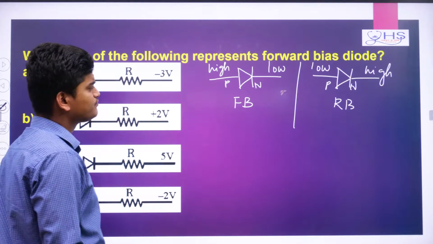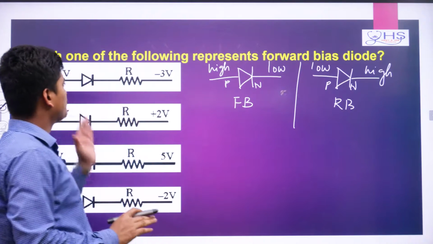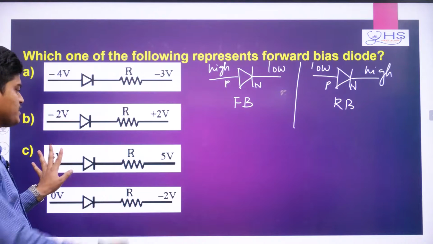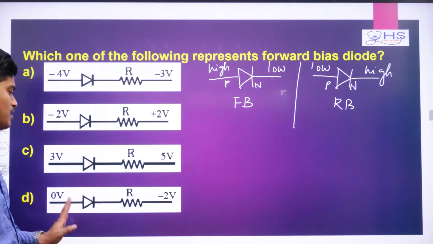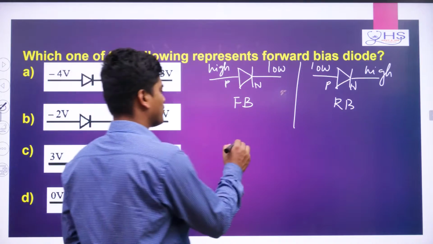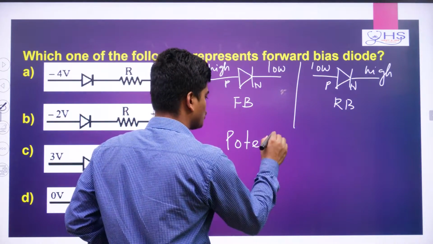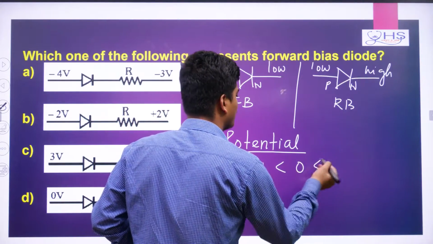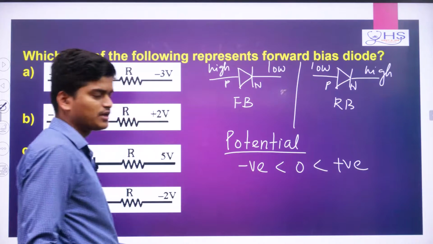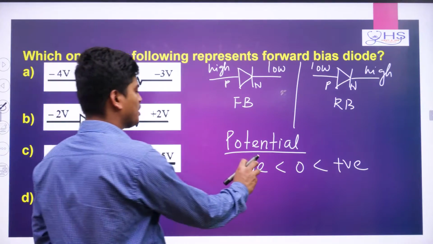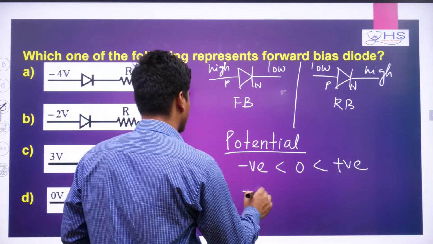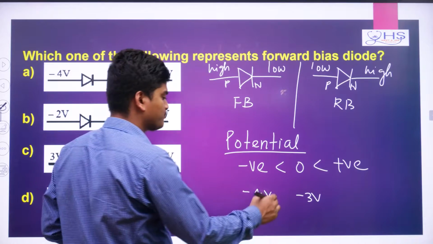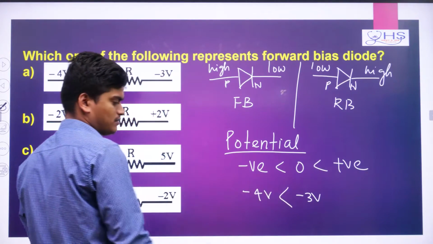Now understand, in this picture some potentials are given: -4 volt, -3 volt, 3 volt, 5 volt, and in some cases the same potential, or 0 and minus, are given. So we need to understand how to compare potentials. Always remember, negative potential is less than 0 potential, and 0 potential is less than positive potential. If two negative potentials are there, like -4 volt and -3 volt, then -3 volt is greater than -4 volt.